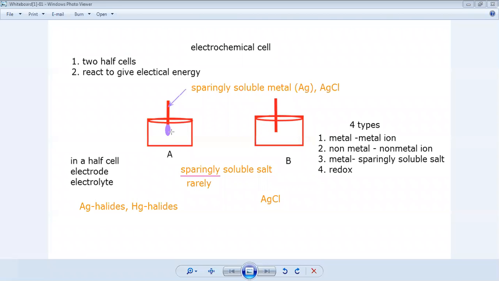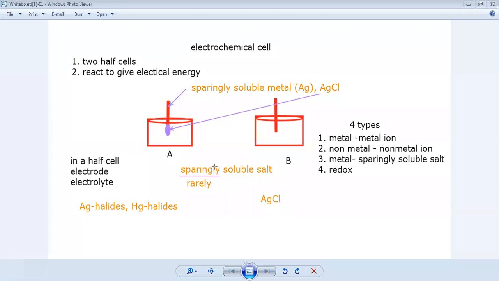Can you see what I did here? So the rod is nothing but made up of silver. Then this one is nothing but what? A coating of the sparingly soluble salt. What is that?